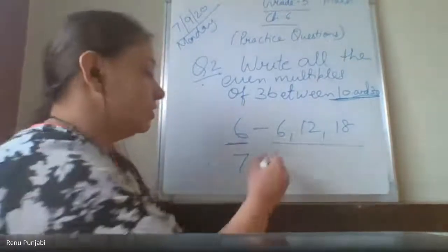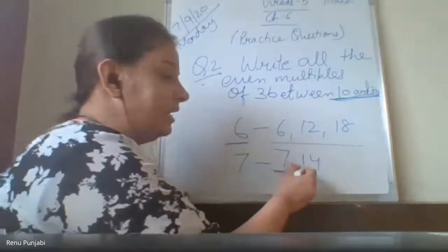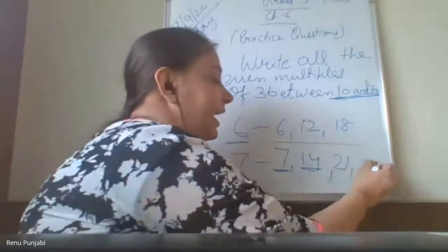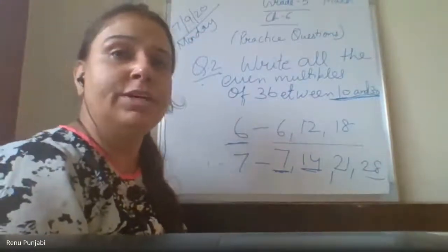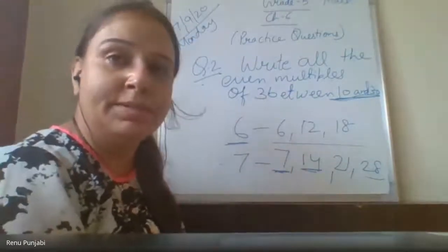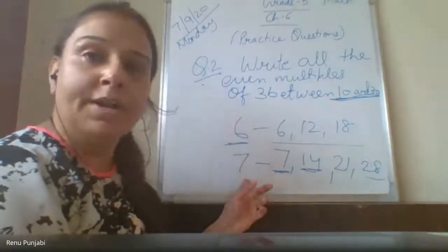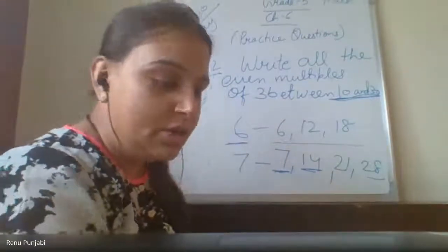Yes, ma'am. 7 ones are 7, 7 twos are 14, so one odd, then even. Then 7 threes are 21, odd, then 28 is even. Right? So when you find the multiples of even numbers, you will always get even multiples. And when you find the multiples of an odd number, you will get one odd, one even, one odd, one even.